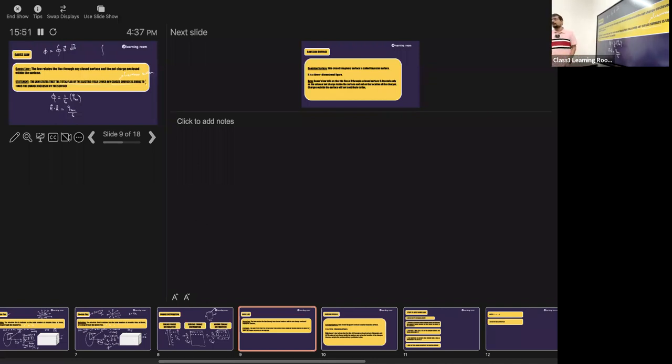So can you people tell me the statement of it? Just put it in one line: the total electric flux through any closed surface is equal to 1 divided by epsilon naught times the charge enclosed by the closed surface. That's it. Okay. So this is the mathematical expression. Write it.